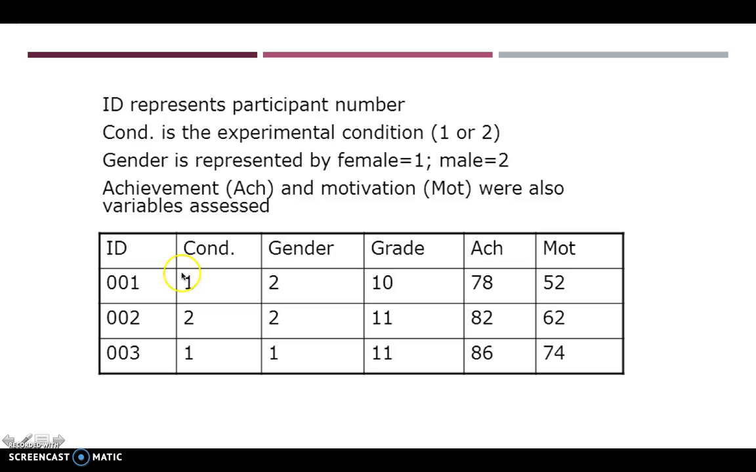Here's an example of a table. This is the participant ID over here, 001, 002, 003. There's the condition, that means whether they were in the control or treatment group. The gender, 2 or 1 is representing male or female. And then the grade that they are in, and then achievement and motivation scores they have there. So each individual participant has their own row, and then they have columns for the different scores or different items that they want to know about.